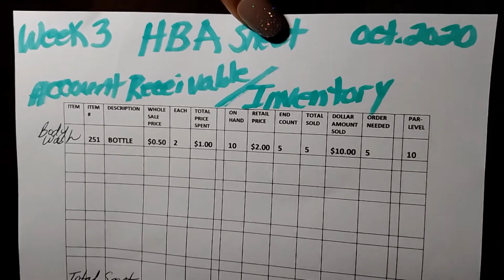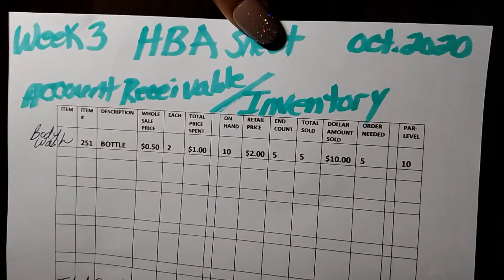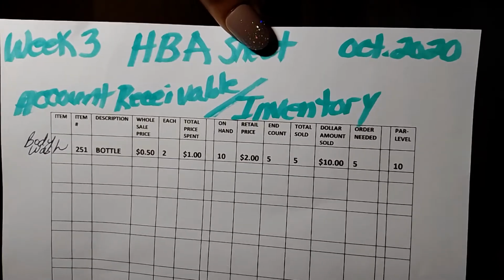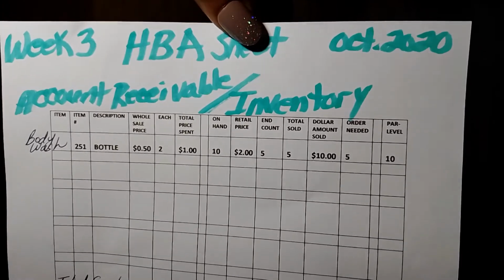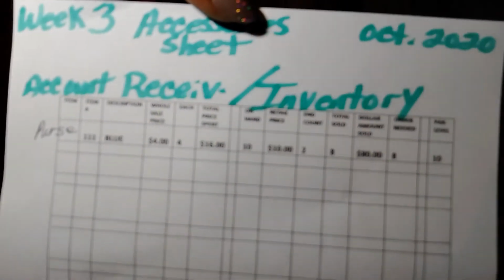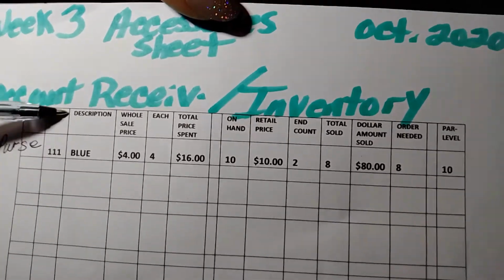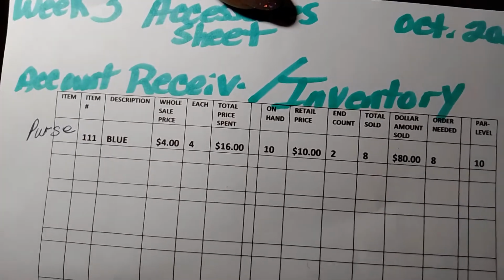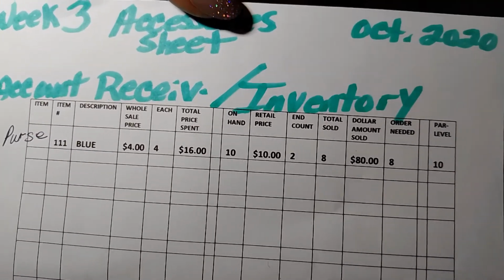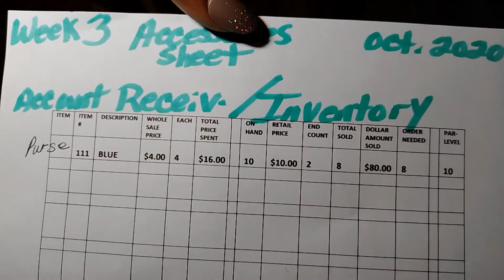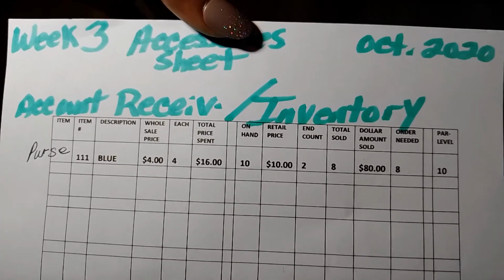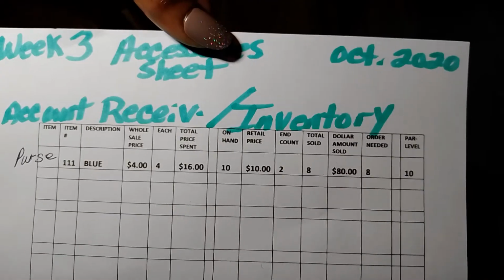And I hope you all are taking a good screenshot of all this, because I'm just going to run through the inventory side when we start to count inventory. Okay? And then you had your accessory sheet. And that's with the purse. You ordered 4 purses. 4 purses came off the truck today. So you see that you do have 4, and you paid $16 for it. Okay, but you are putting all this on accounts receivable, so you know what came off the truck today and what you have in your store.